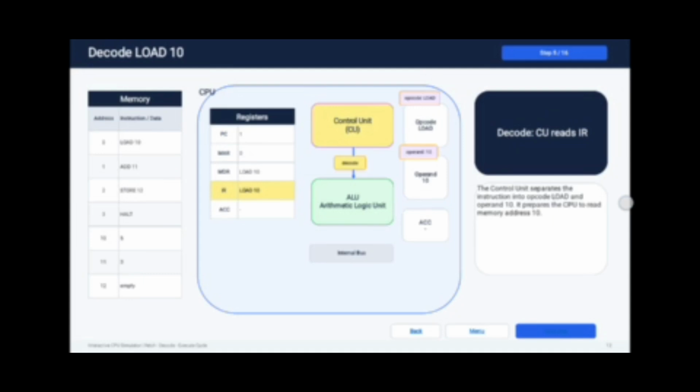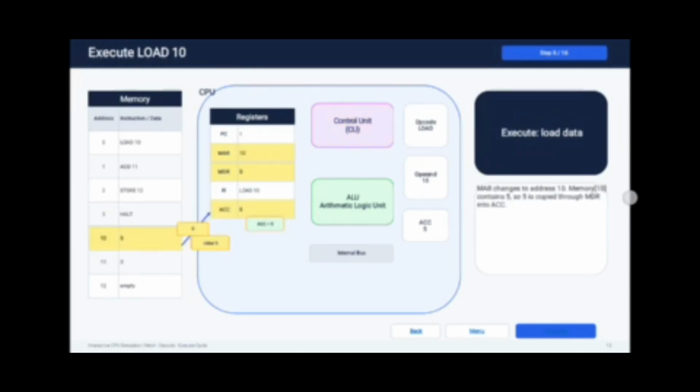After the instruction is fetched, the program counter increases from 0 to 1. This means the CPU is ready to fetch the next instruction. The next stage is the decode stage. During decode, the control unit reads the instruction inside the IR. The instruction is load 10.